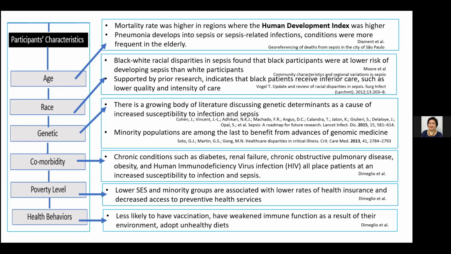Likewise, Dimiglio also cited that health behaviors in relation to people who have no vaccination and those with weakened immune function as a result of their environment, and those who adopt unhealthy diets, are at risk for increased sepsis incidence and are likely to present more complicated infection.